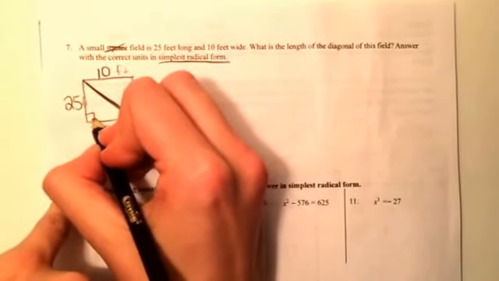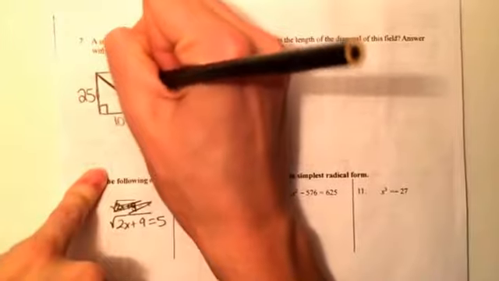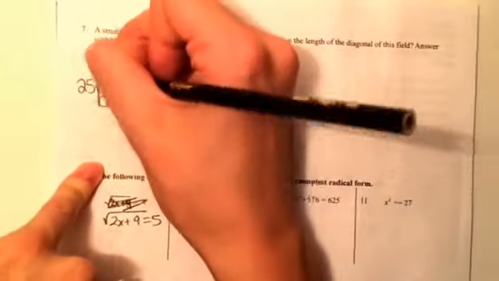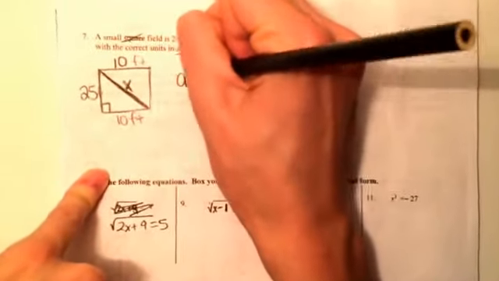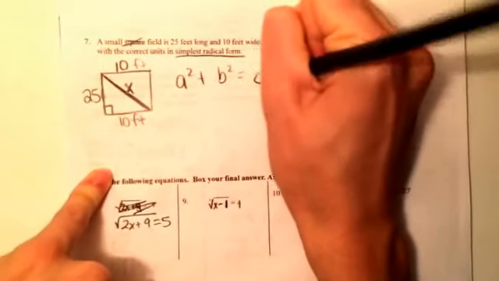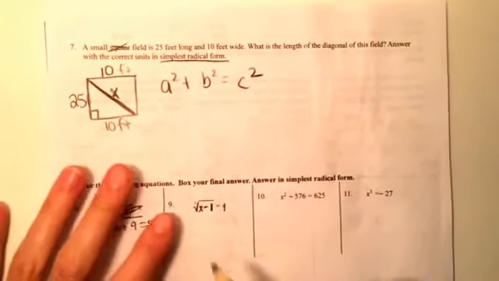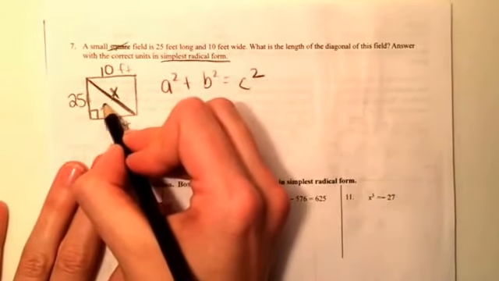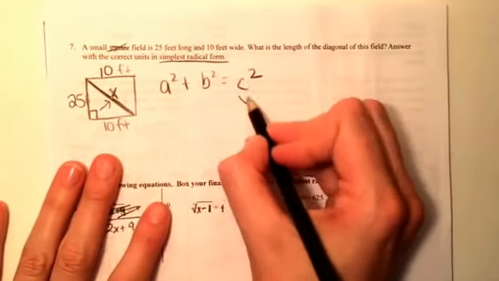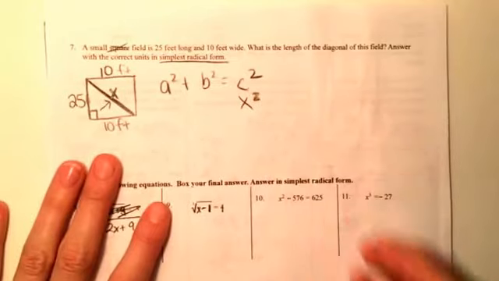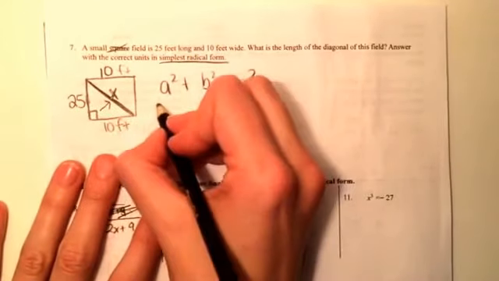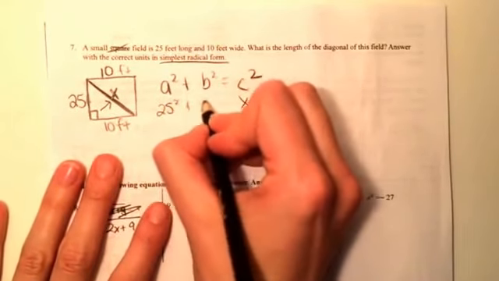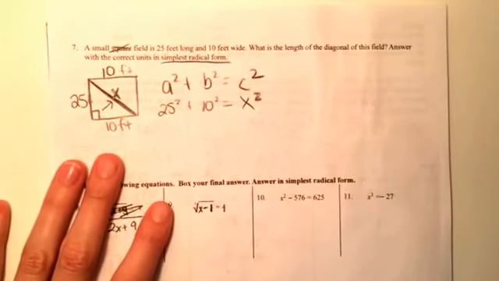So what we made is a right triangle, though, that we can use to solve for this diagonal. Let's call it x. When we have a right triangle, we can use a squared plus b squared equals c squared to solve for any side. c is the longest one, the hypotenuse, which is opposite the right angle. So it's going to be x, and a and b can be 25 and 10, either one. 25 squared plus 10 squared equals x squared.